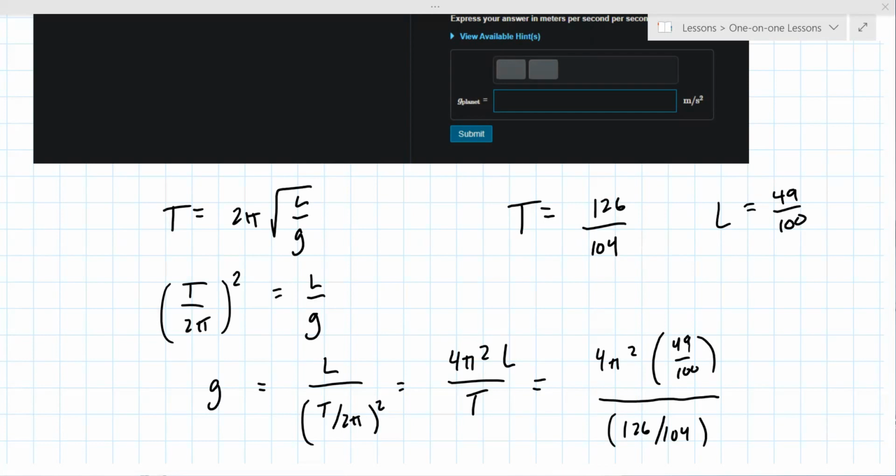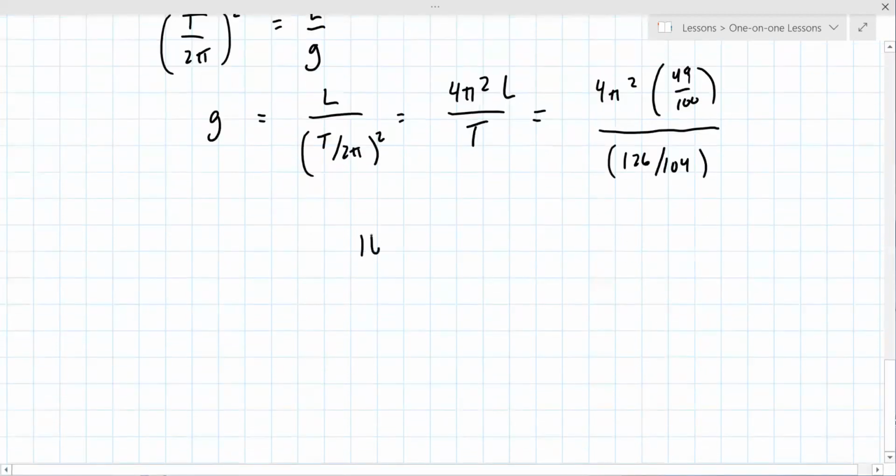How many decimal places does it want us to round to? I get like 15.97, so maybe 16.0 meters per second squared. Nope, it still wants me to do it all the way. 15.966.